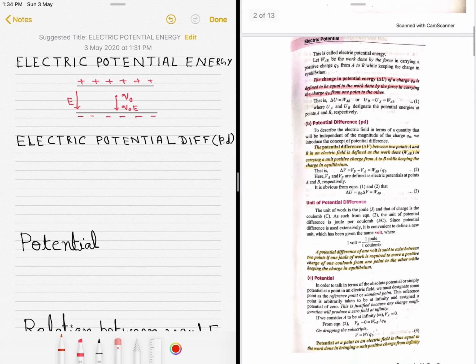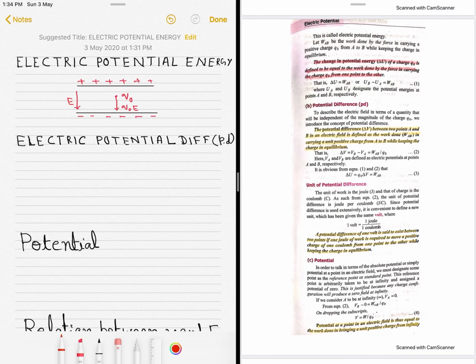Now second, what is the work done to take any Q naught charge from one point to another? It is equal to the change in potential energy between 2 points. Suppose there are 2 points A and B. Potential energy at A is UA and potential energy at B is UB. Then to take this charge Q naught from A to B, WAB is equal to UB minus UA.